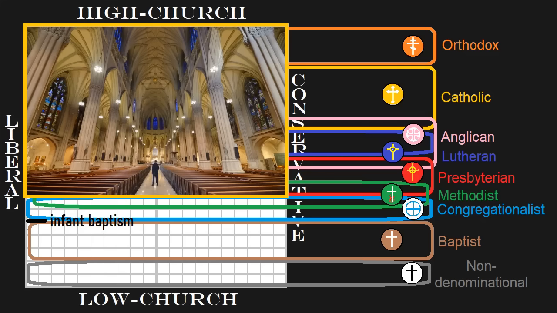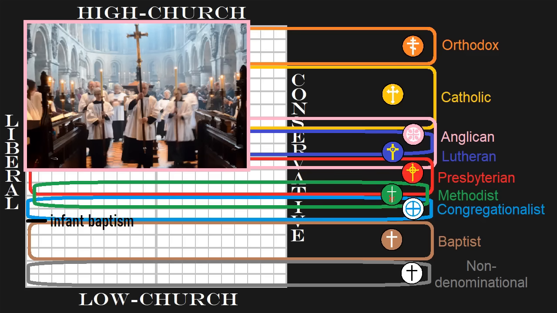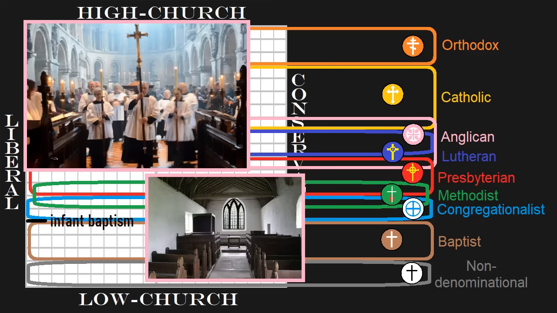Now, for Anglicans, it's weird, because some Anglicans seem more Catholic and some seem more Protestant. The reason for this is the Anglican Church kind of developed out of a struggle between Catholics and Protestants, and you can kind of see the remnants of that struggle today in Anglicanism. So that's why Anglicanism has such a broad range.